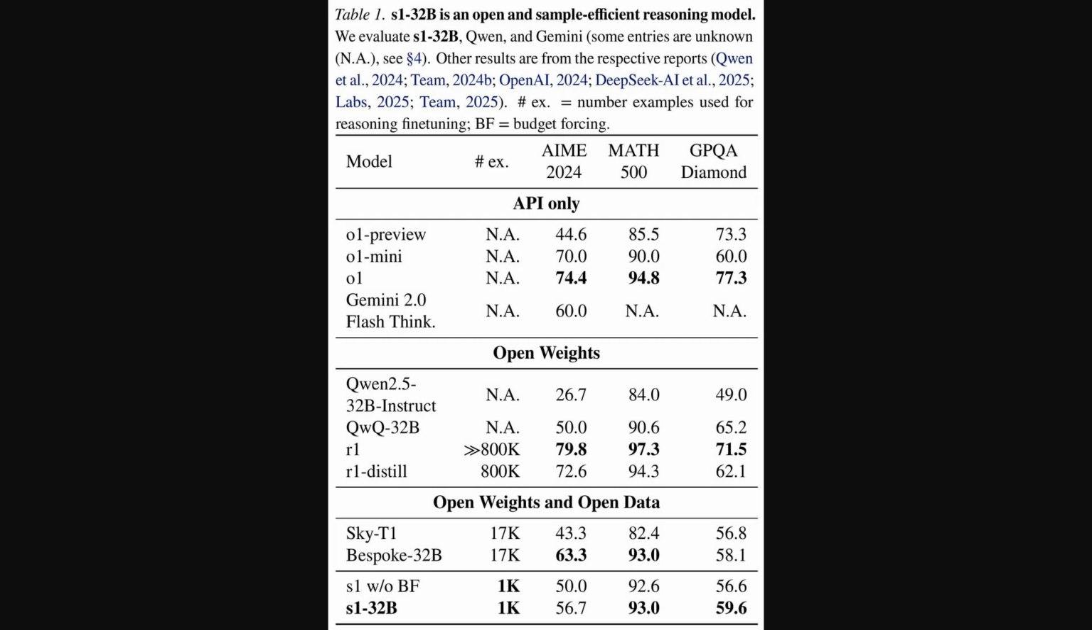Okay, so we've seen how different scaling methods work. Now, Table 1 here really benchmarks the S1-32B model against a range of other models. We're looking at scores on tasks like AIME 2024, MATH 500, and GPQA Diamond. These are all challenging reasoning tests. The key thing is that S1-32B, when using budget forcing and trained on just 1,000 examples, achieves 56.7% on AIME. That's a solid improvement from the 50% it gets without budget forcing. And while some other open models like R1 get higher scores, they were trained on vastly more data, around 800,000 examples, highlighting how sample-efficient S1-32B is.